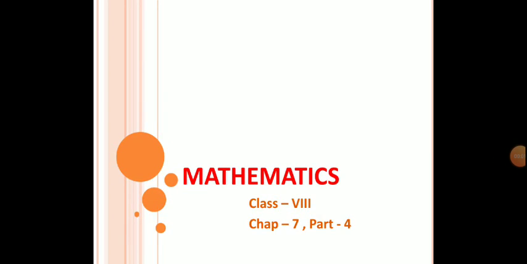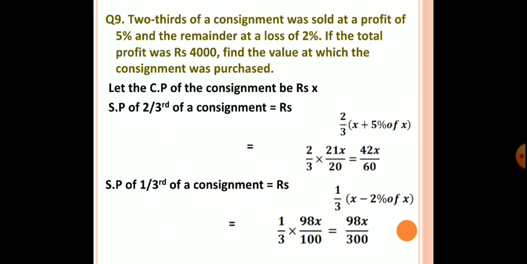This is the fourth part of chapter 7, that is profit and loss, discount and tax, and in this part we are going to continue with the rest of exercise 7b. So let's start with question number 9.